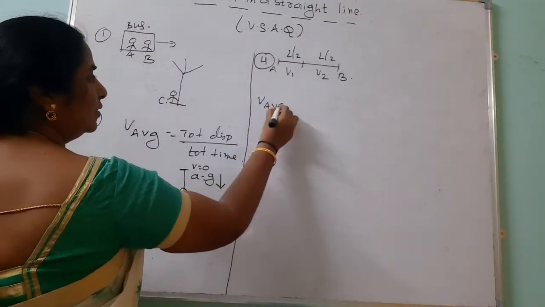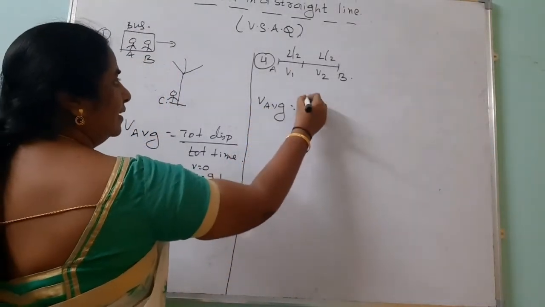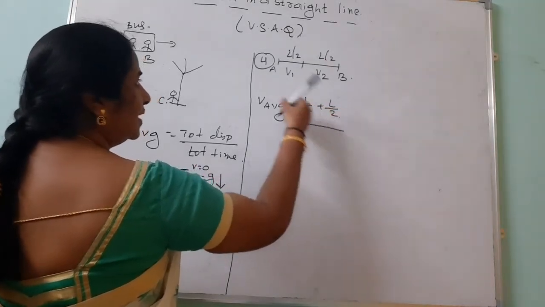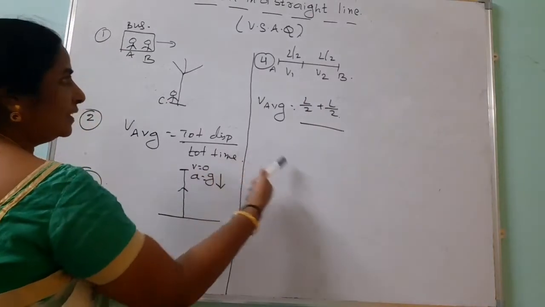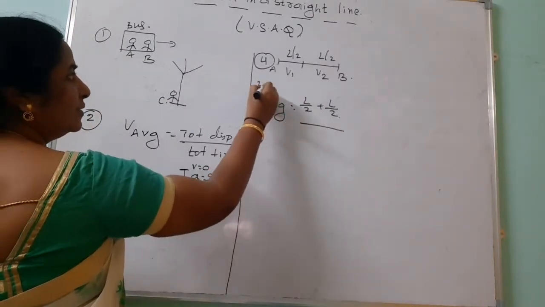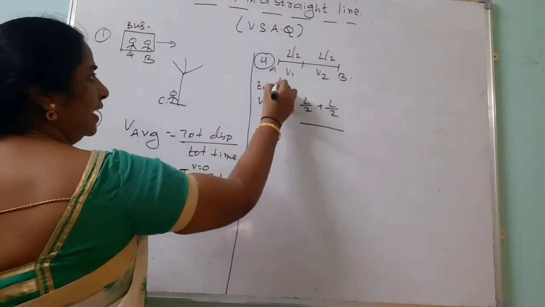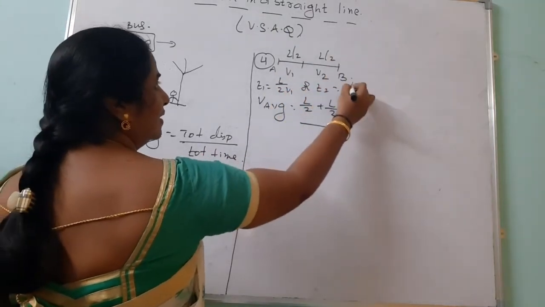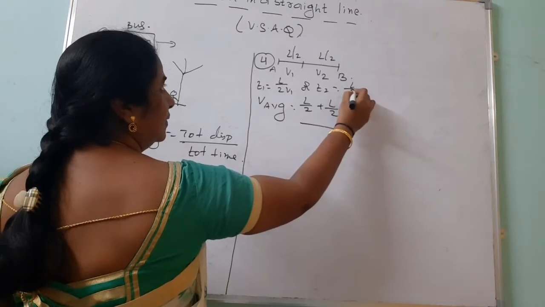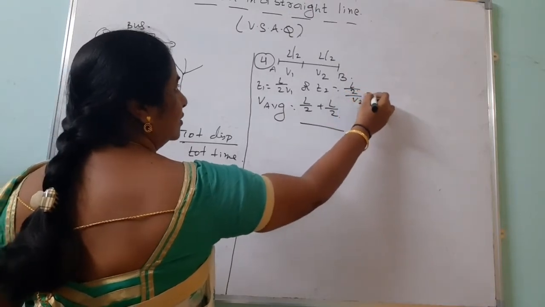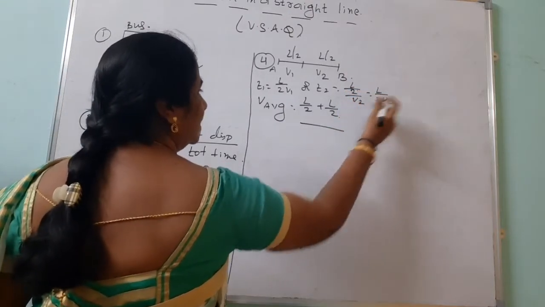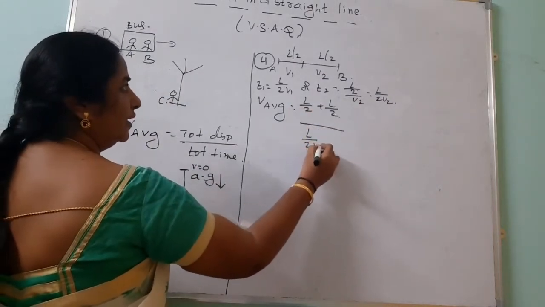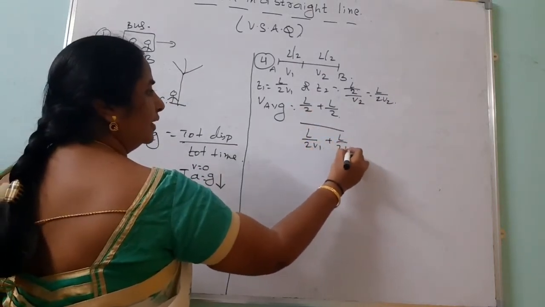Just now I said the total displacement is L by 2 plus L by 2. The problem here is we don't know the time. So T1 equals distance by speed, L by 2V1, and T2 is how much? Same, distance by speed, L by 2V2. Instead of T we are writing L by 2V1 plus L by 2V2.